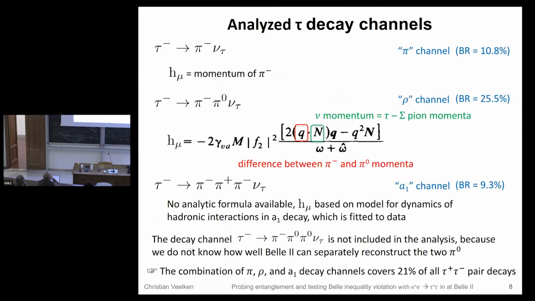So the ones that I will consider in this talk are 3 decays. This is the decay of the tau to a single charged pion, which has a branching fraction of 10.8%. And for this decay, the polarimeter vector is simply the momentum of the charged pion, as you heard this morning.